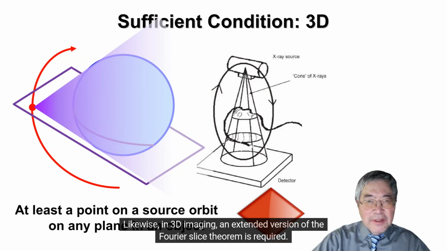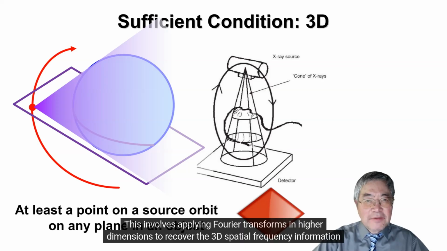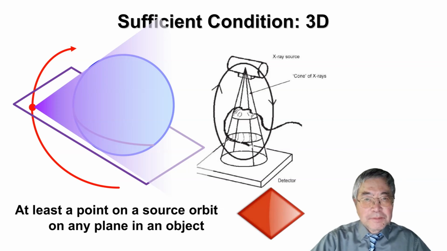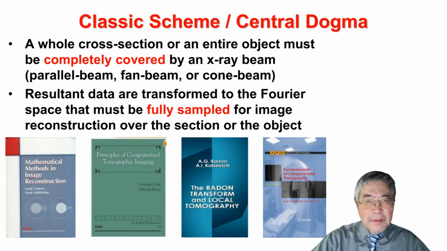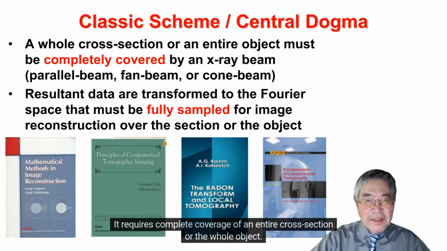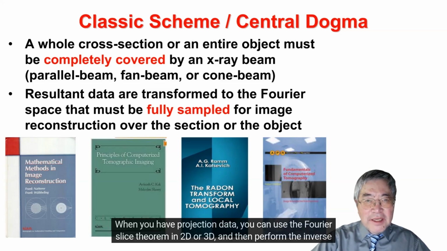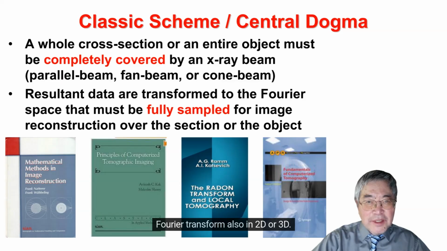Likewise, in 3D imaging, an extended version of the Fourier slice theorem is required. This involves applying Fourier transforms in higher dimensions to recover the 3D spatial frequency information of the object. The Fourier transform, as we learned, is the foundation of classic CT theory. It requires complete coverage of an entire cross-section or the whole object. When you have projection data, you can use the Fourier slice theorem in 2D or 3D, and then perform the inverse Fourier transform also in 2D or 3D.